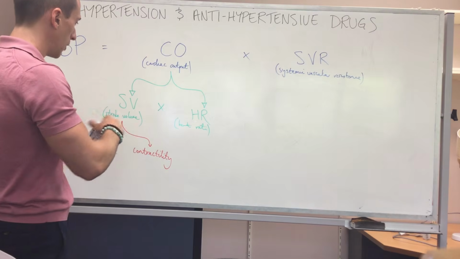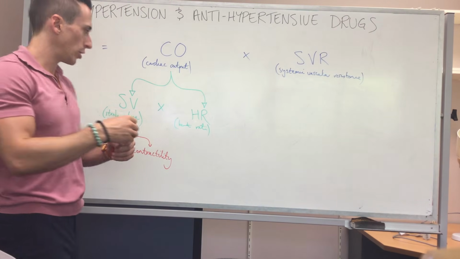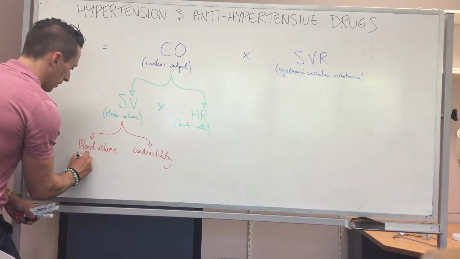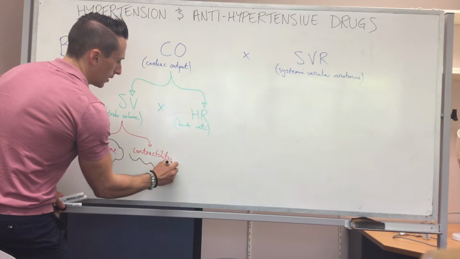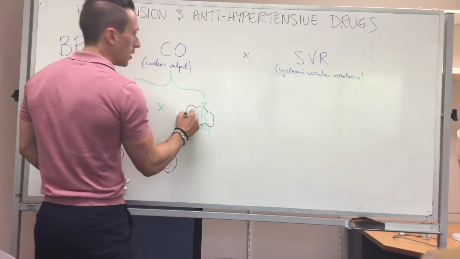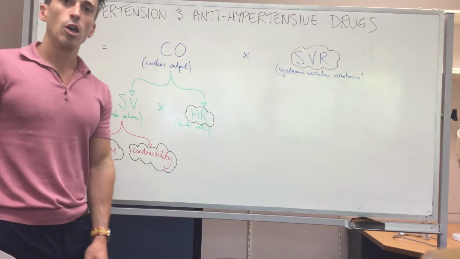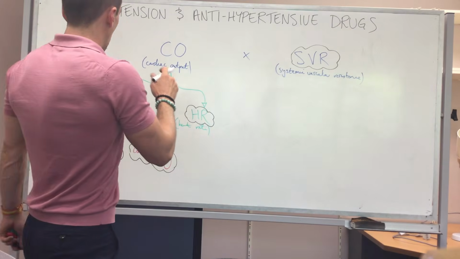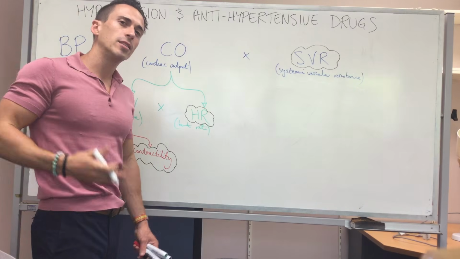All right, well, if we were to look at the major factors affecting blood pressure, you would say that they are blood volume, you would say they are contractility, you would say that they are heart rate, you would say that they are systemic vascular resistance. Which means, now, somebody has hypertension, we want to treat their hypertension, we need to give them antihypertensive drugs.